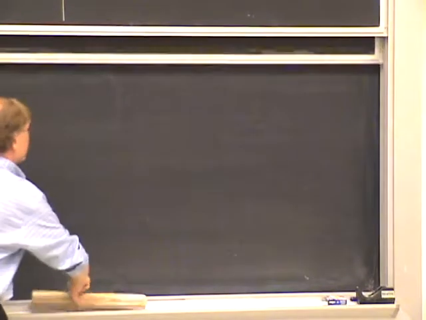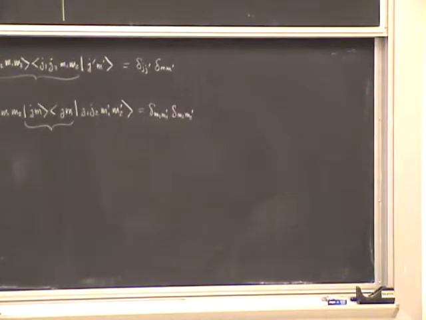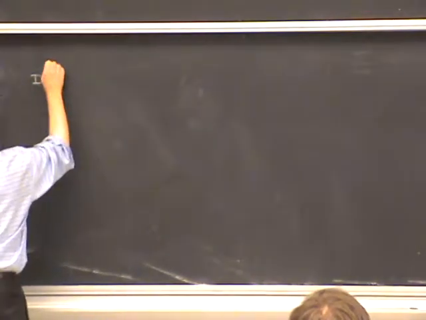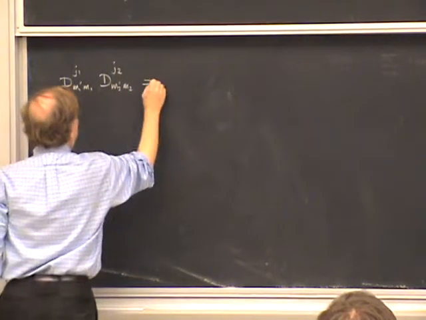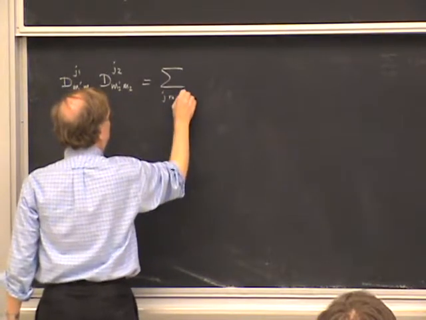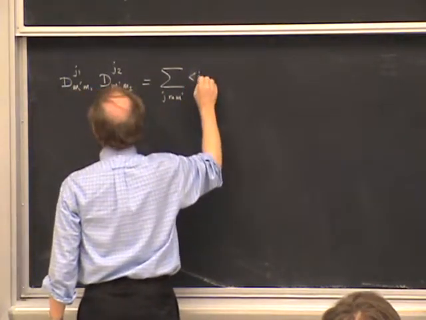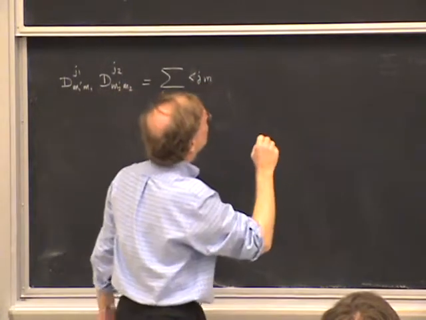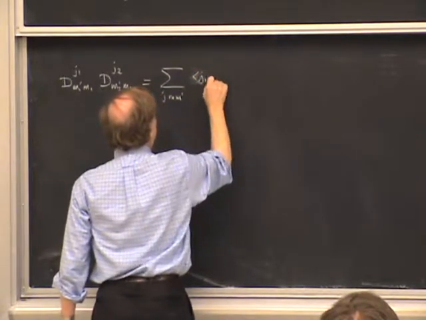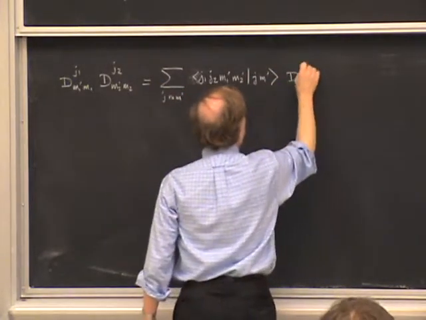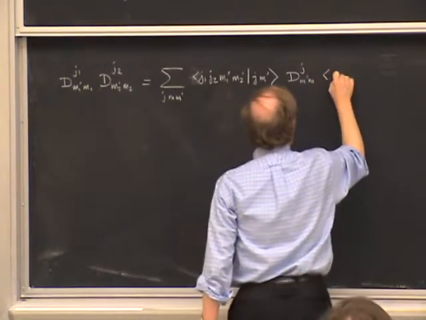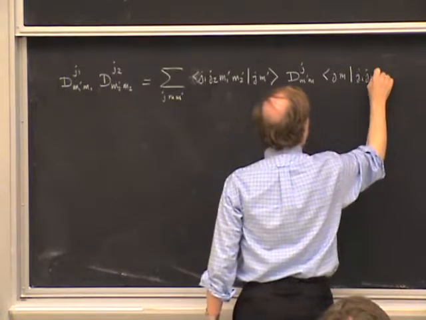We'll get the product of two D matrices as a linear combination of single D matrices. So it looks like this. D^{J1}_{M1' M1} times D^{J2}_{M2' M2} is equal to the sum on J, M, and M' of the Clebsch-Gordan coefficient, the vector J1, J2, M1', M2' scalar product with J, M', times the D matrix D^J_{M' M}, times the other Clebsch-Gordan coefficient, J, M scalar product with J1, J2, M1, M2.